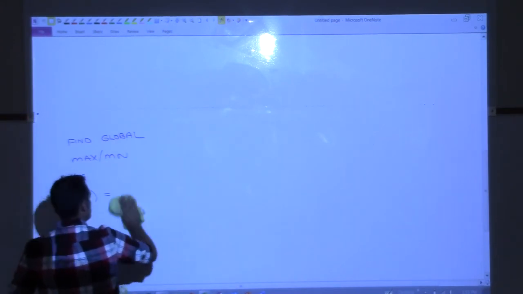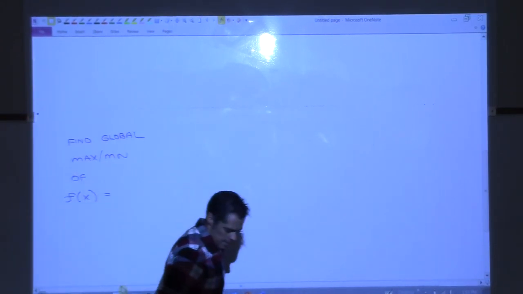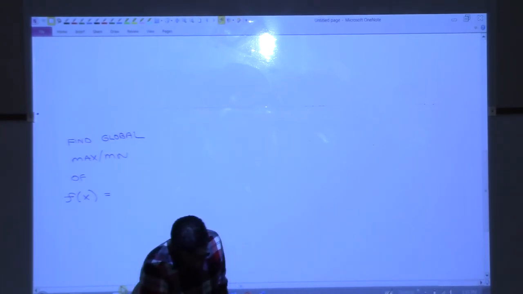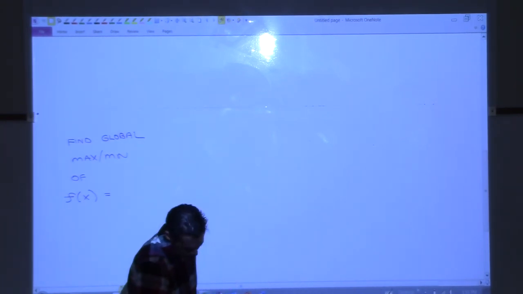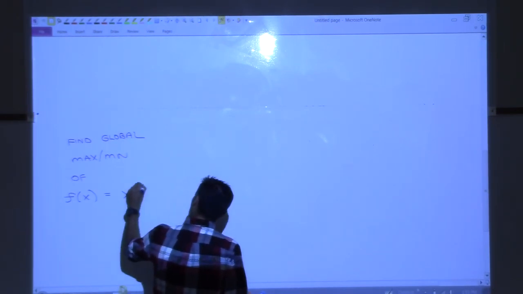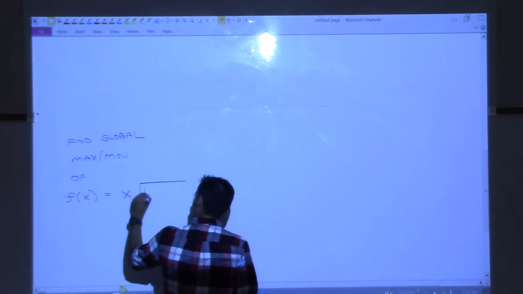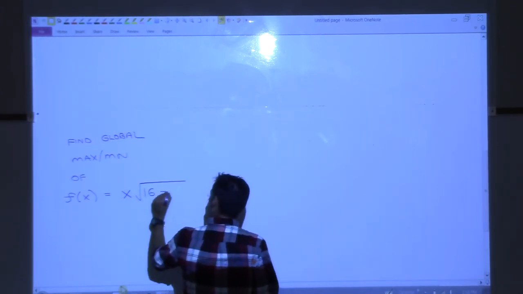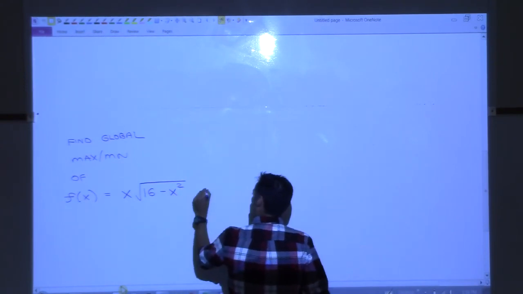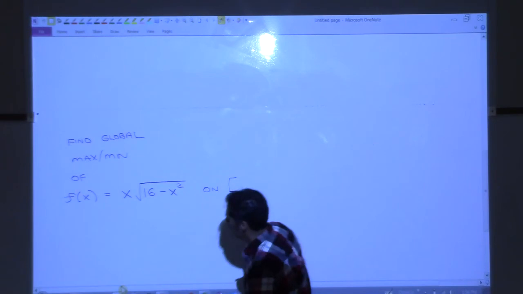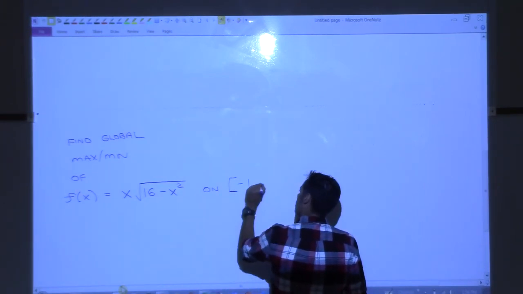Find the global max and min of, let's see, let's throw us into the fire. How about this one? x times the square root of 16 minus x squared on the interval -1 to 4.